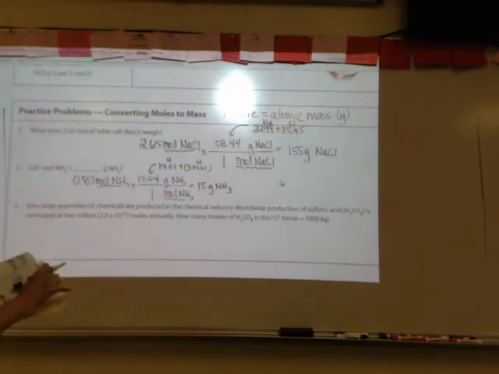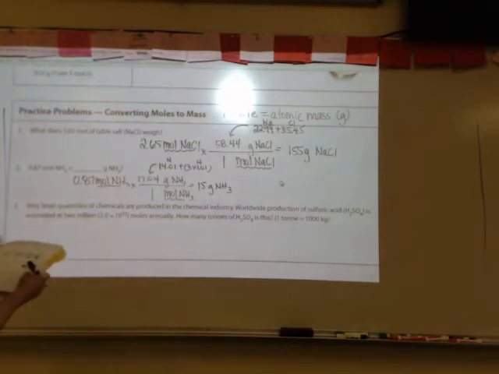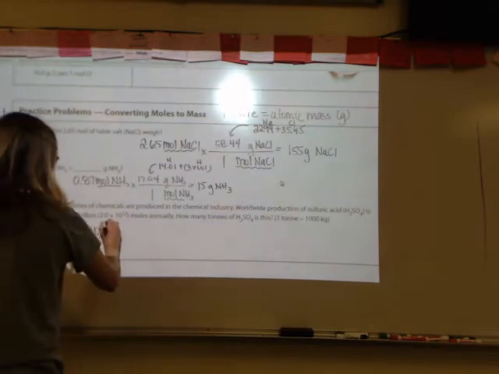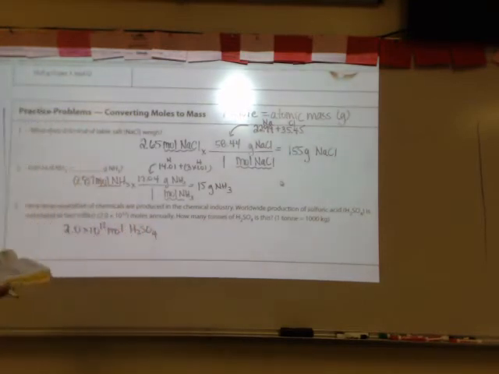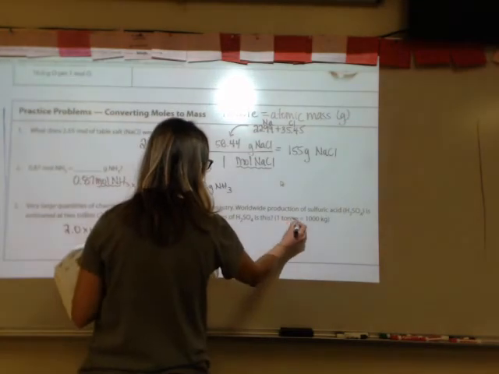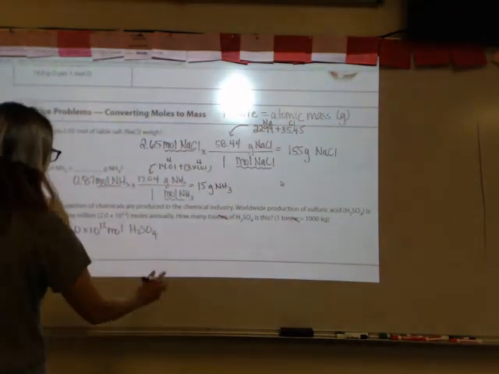Number 3, very large quantities of chemicals are produced in the chemical industry. Worldwide production of sulfuric acid is estimated to be around 2 trillion moles annually. So that means 2.0 times 10 to the 12 moles of sulfuric acid. How many tons of sulfuric acid is this? A ton is 1,000 kilograms. So we can remove the metric from the tons and just use ton if you'd like.